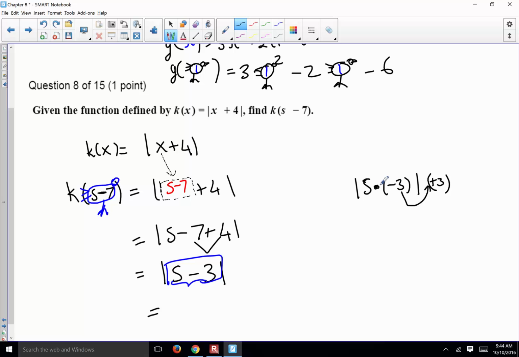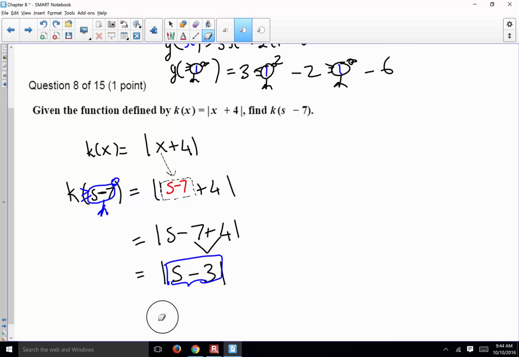Absolute value is okay with multiplication, but not with subtraction of minus 3. So watch out for that. You don't have to do anything else here. This is the final answer. S minus 3 can never leave, can never change into anything else.